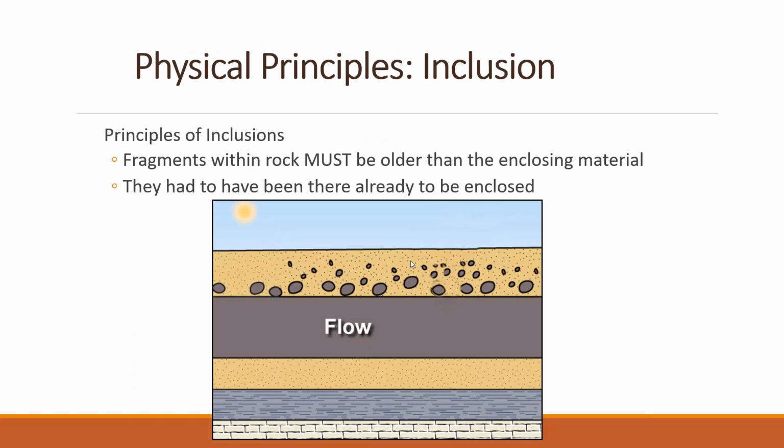Another physical principle is inclusion. So the fragments within a rock must be older than the enclosing material. So in order to have bits of the rock in it, the bits have to have been older than the rock that they're in. So they have to have already been there to be enclosed. So in this diagram, these pebbles have to be older than the material that's enclosing them. They're older than the layer that's enclosing them. And they're actually coming from this flow below.